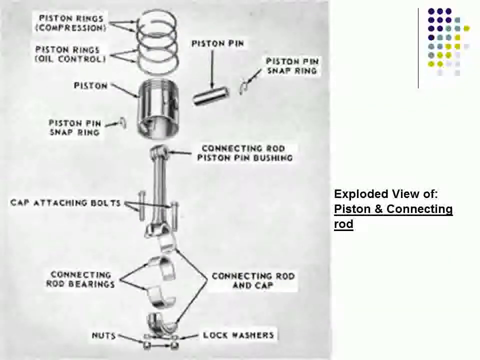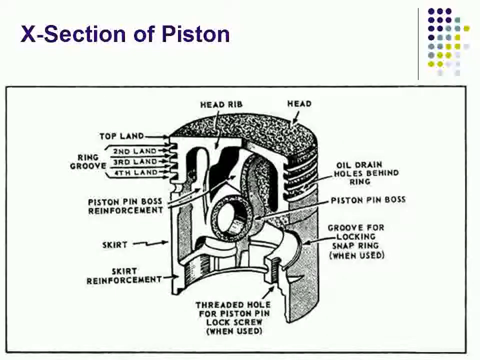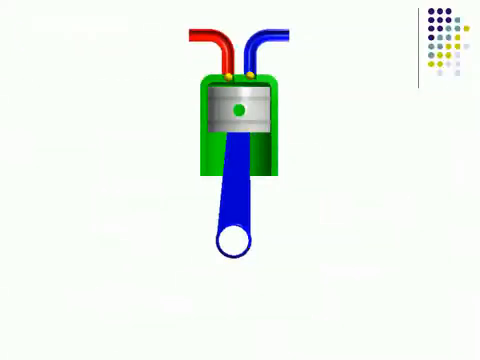This is an exploded view of piston and connecting rod. This again is a cross-sectional view of piston, in which you can notice the different parts of a piston. This is a working model of a piston inside a cylinder. You can have an idea how the valves operate when the piston is moving inside the cylinder.